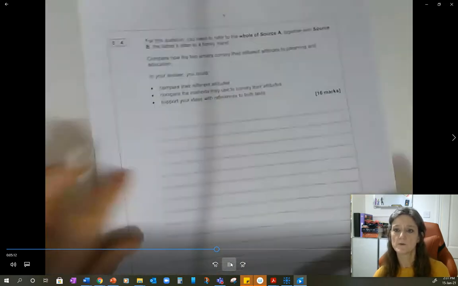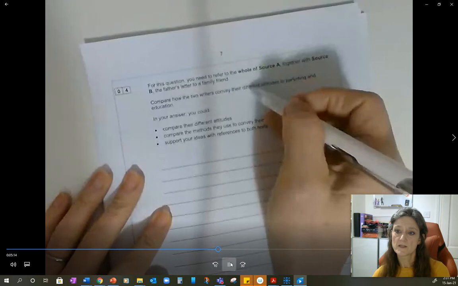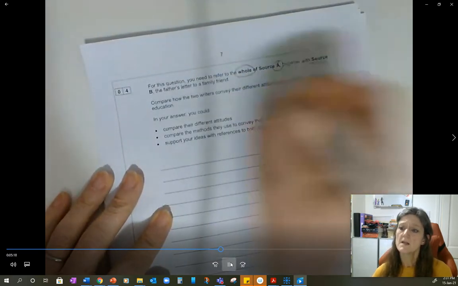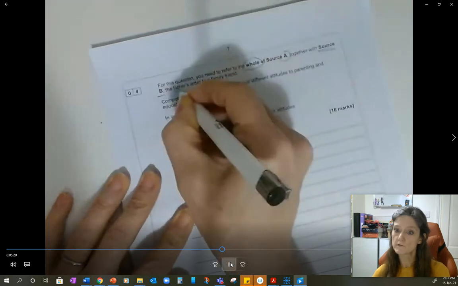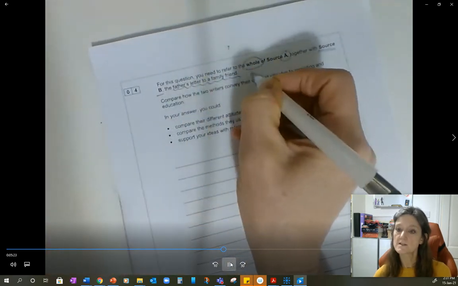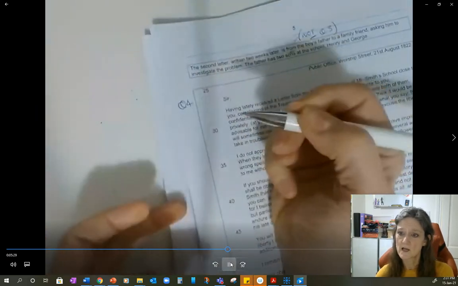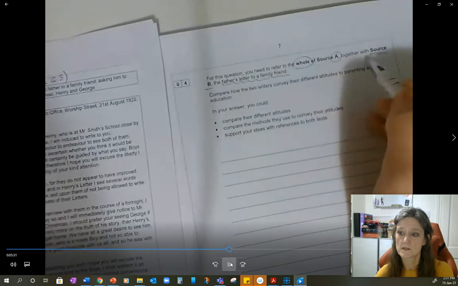Right, question 4 then. Here we go, question 4. For this question, you need to refer to the whole of source A. Oh, that's so long. Together with source B, but not all of source B. The father's letter to a family friend. So I'm back into source B again. It's so confusing. But I'm going to annotate it up because I don't want to get confused.